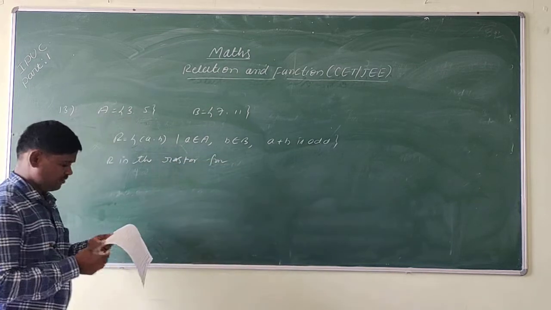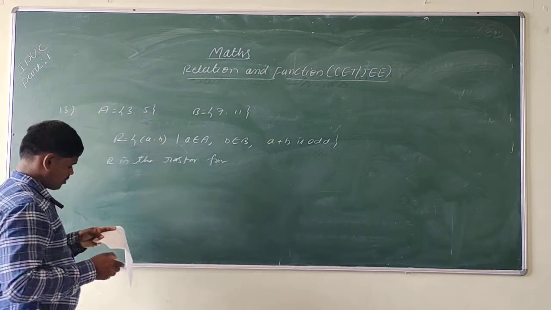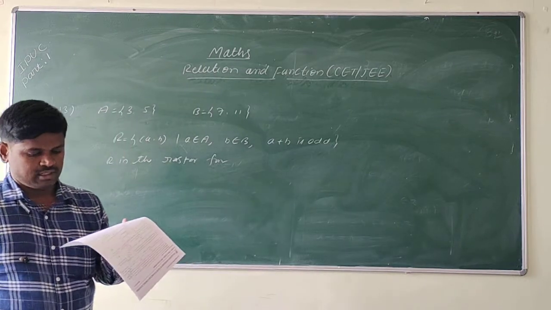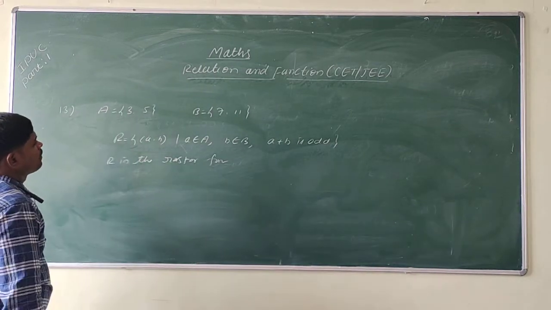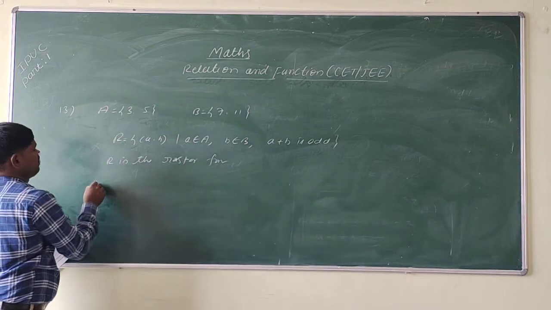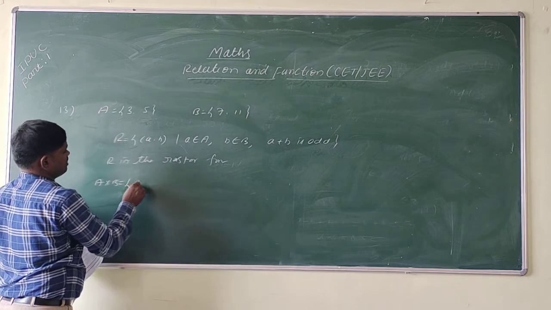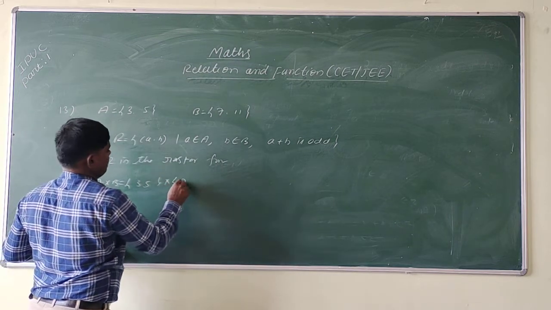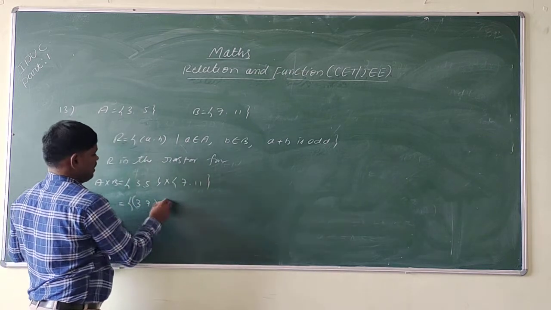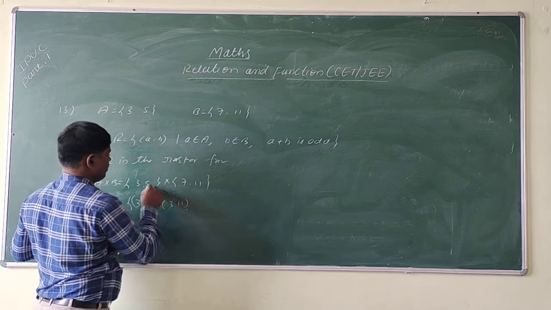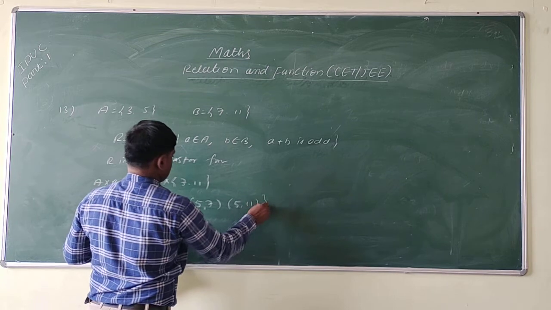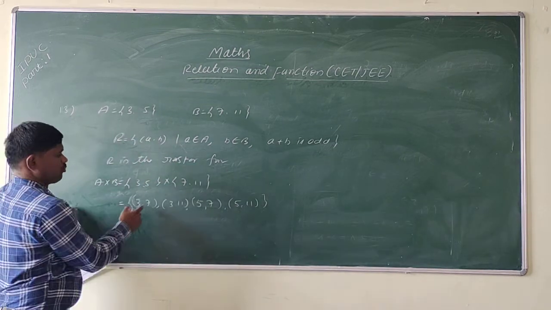That means, what is the roster form of the given relation? Option A is {(3, 7), (5, 11)}, option B is {(3, 11), (5, 7)}, and so on like this. You already know a relation is a subset of A cross B. So A cross B is {3, 5} cross {7, 11}. That means the ordered pairs are (3, 7), (3, 11), (5, 7) and (5, 11). Is it clear? So the total is 4 ordered pairs.